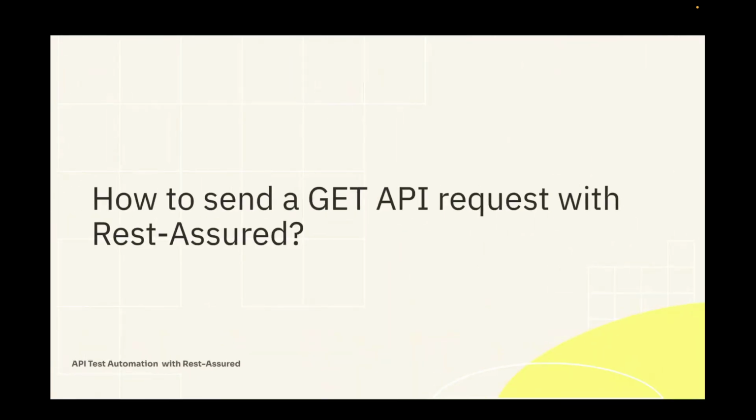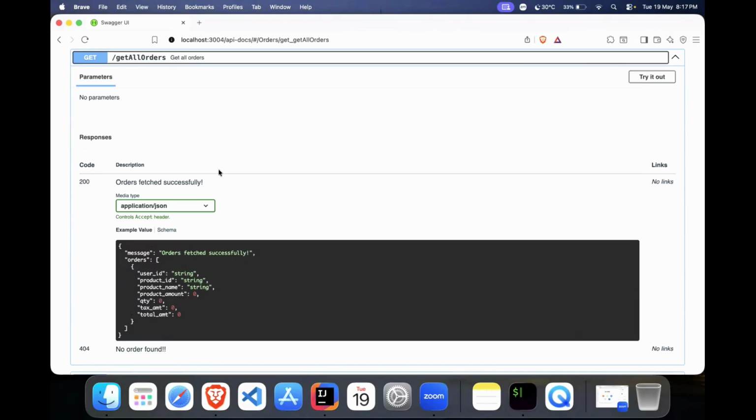Let's now learn how to send a GET API request with REST Assured Java. We will use the Get All Orders API from the RESTful e-commerce application. This application is available on GitHub and can be used for practicing API testing. I have already discussed the steps to set up and install this application in my earlier video. Please check the project setup and installation video from the playlist. The link is also provided in the description.